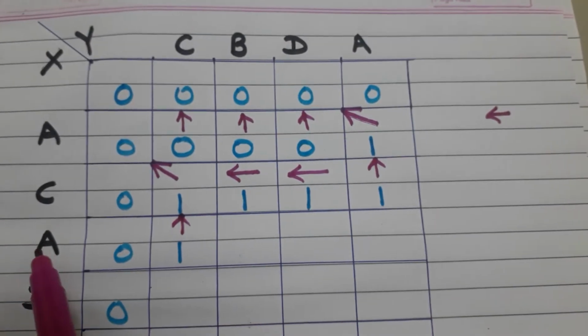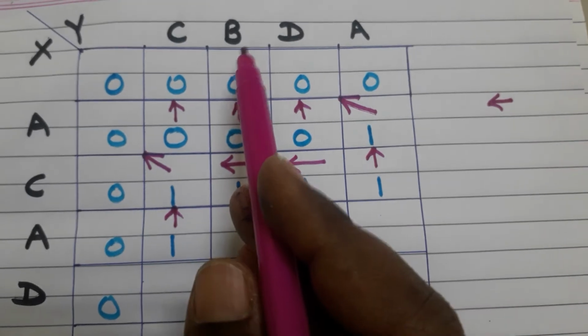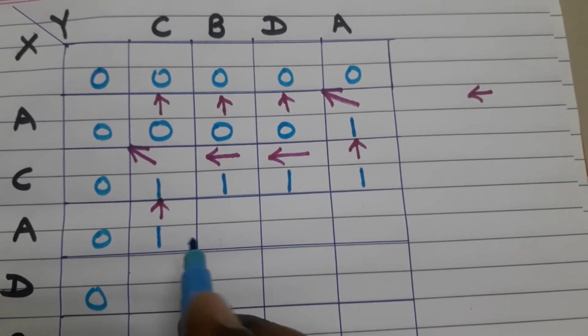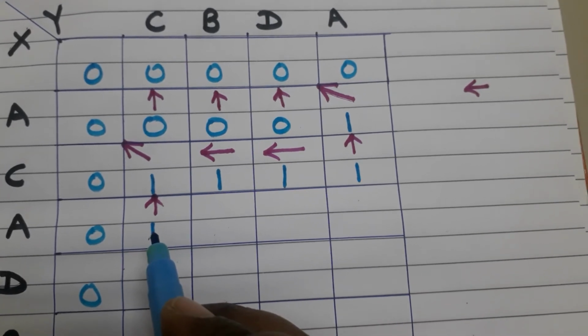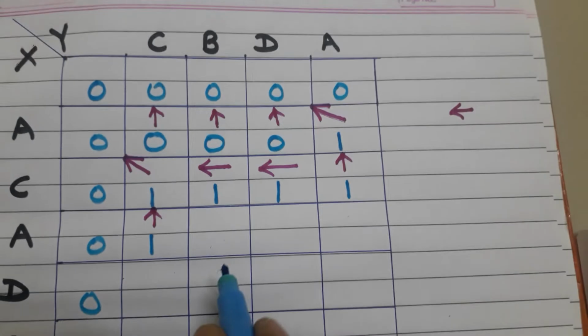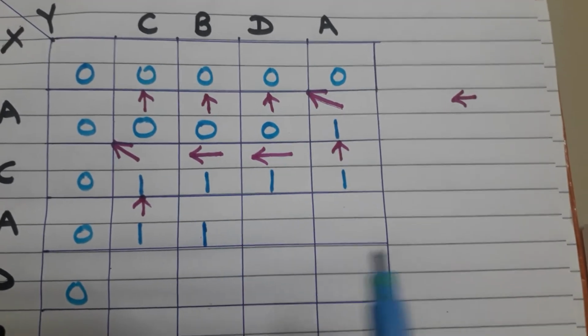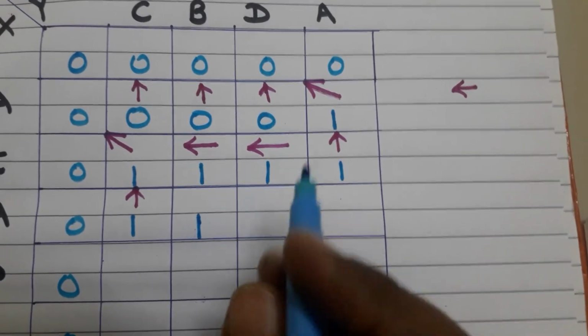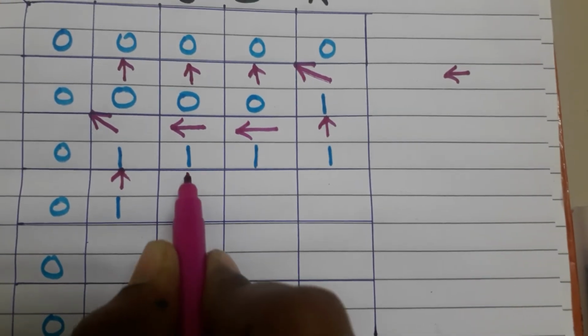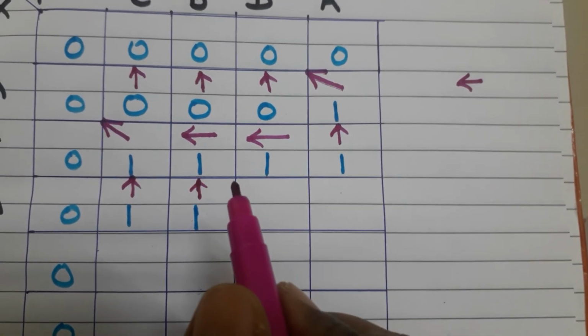Now after that A is given and B is given. So both are different characters. So we will take the maximum value from this one or this one. Both are equal. So therefore we write here 1. Now after writing 1, we will draw an arrow. So here I will draw the arrow on the vertical side.